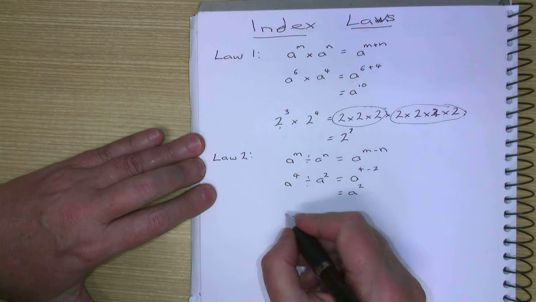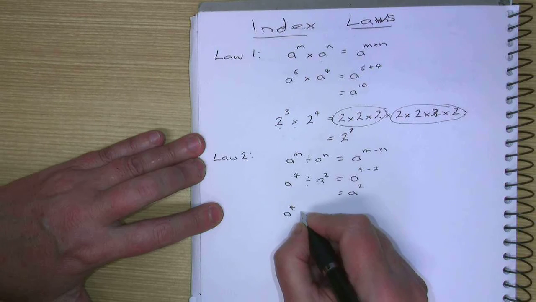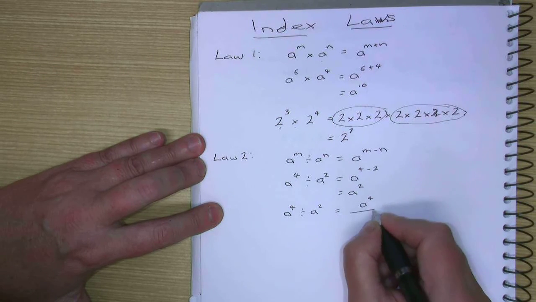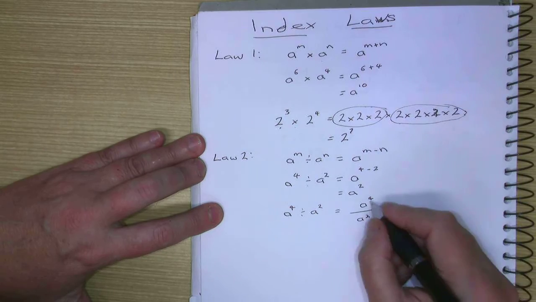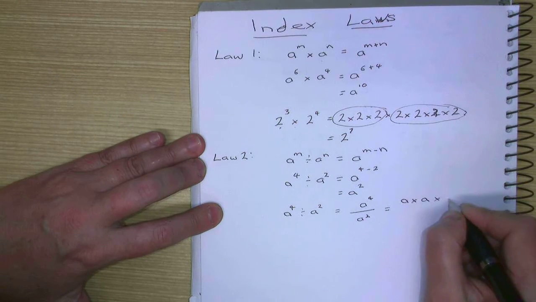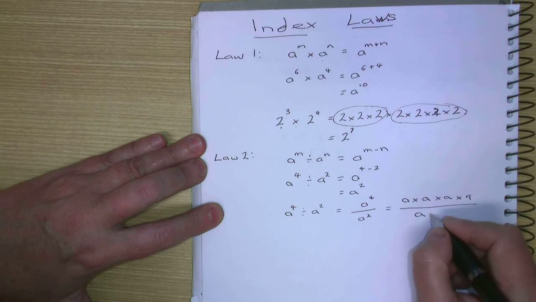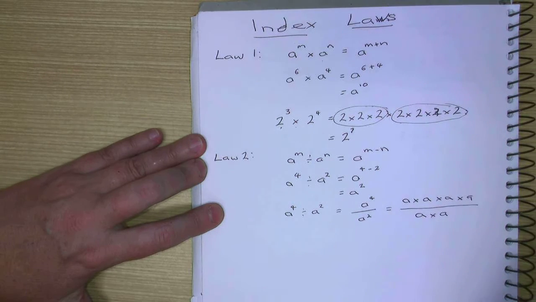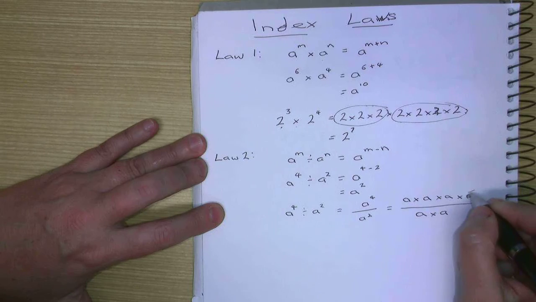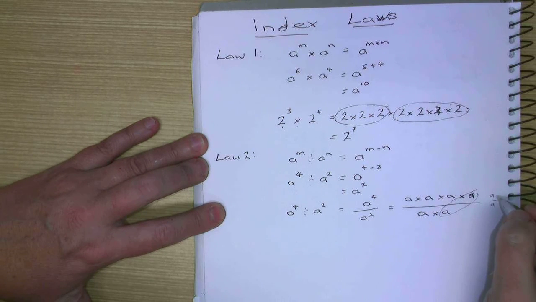So I can give you an example of this where I write it out so I can explain it. A to the 4 divided by a to the 2 is the same as a to the 4 over a to the 2. So if I expand that out, a to the 4 is a times a times a times a, over a times a. Because this is a division, we can cancel. So if I have a over a, that equals 1. Anything divided by itself equals 1.